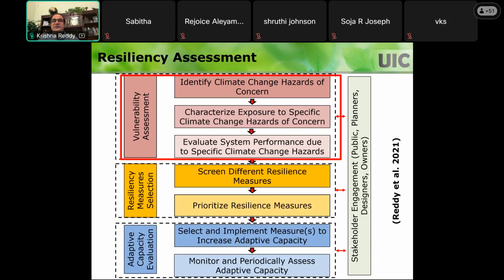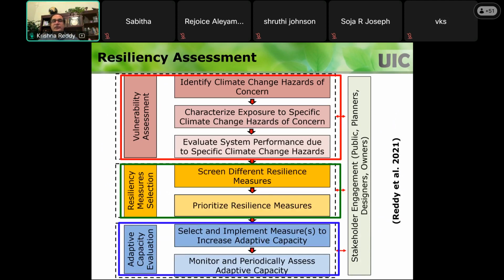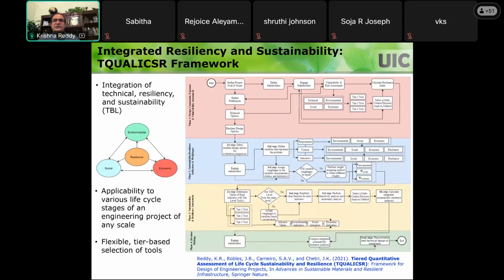And for resiliency assessment, if you want to do it the quantitative way, there are methods by which you can do the assessment and see the exposure and vulnerability. And if there is a problem with your transportation infrastructure, then consider the resiliency measures, incorporate those measures, and then see if it is adequate as you go in time, right? So if the climate change predictions are the same as what you assumed, then it should be fine. If the climate change predictions are worse than what you assumed, then you need to go back and redo this analysis.